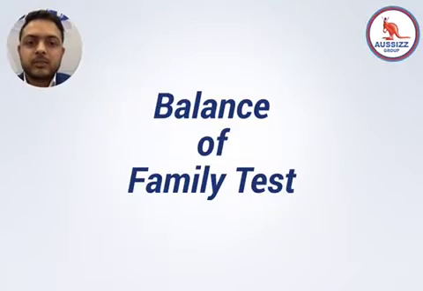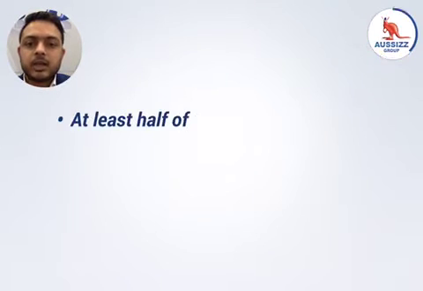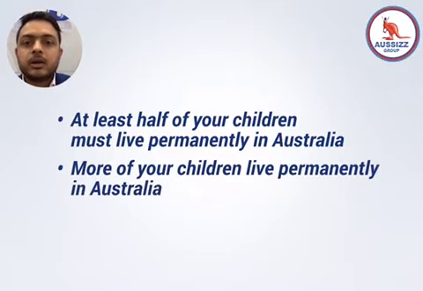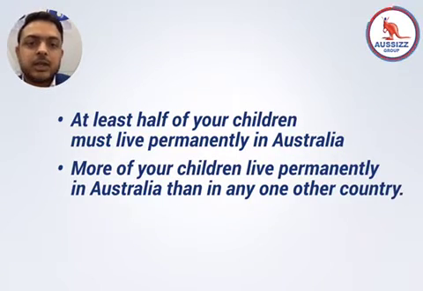The second most important requirement that we usually need to make sure we meet is the family balance. Under the family balance requirement, the applicant needs to prove that, of their children, at least 50% are Australian citizens or PR and currently living in Australia, or that they have more children in Australia than in any other country.